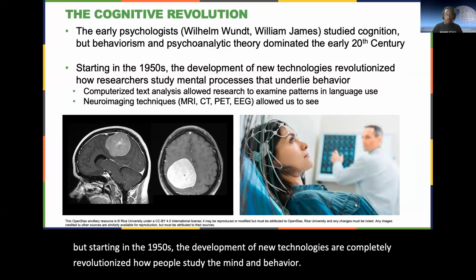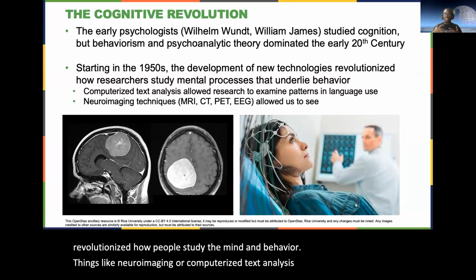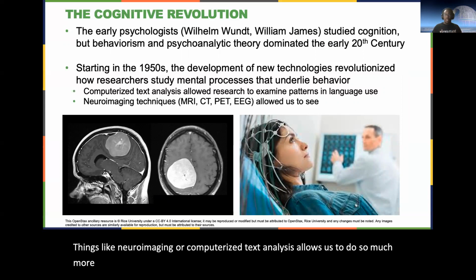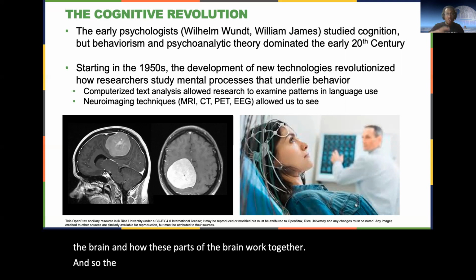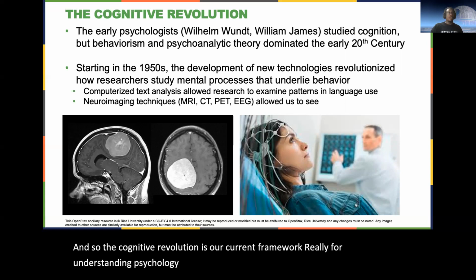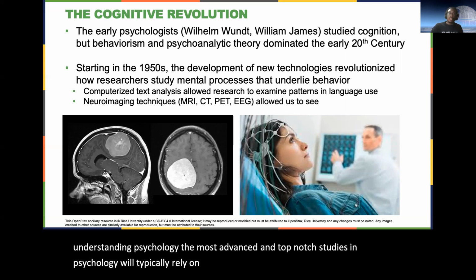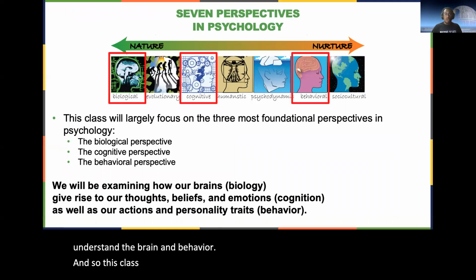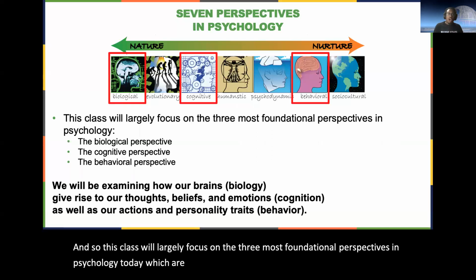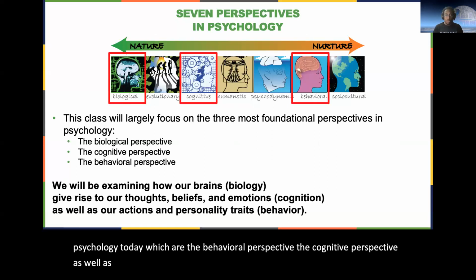Things like neuroimaging or computerized text analysis allow us to do much more complex experiments and have a better understanding of different parts of the brain and how these parts of the brain work together. And so the cognitive revolution is really our current framework for understanding psychology. The most advanced and top-notch studies in psychology will typically rely on some computerized techniques to help us understand the brain and behavior. And so this class will largely focus on the three most foundational perspectives in psychology today, which are the behavioral perspective, the cognitive perspective, as well as the biological perspective.